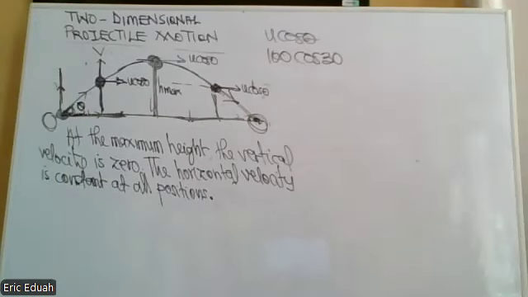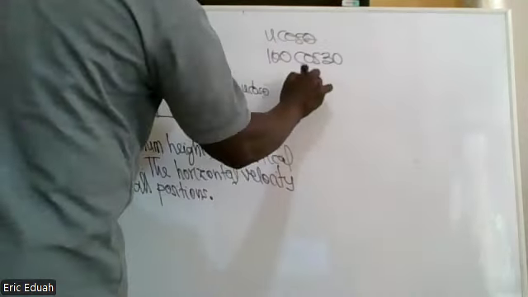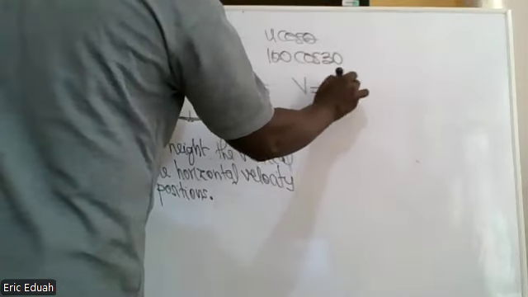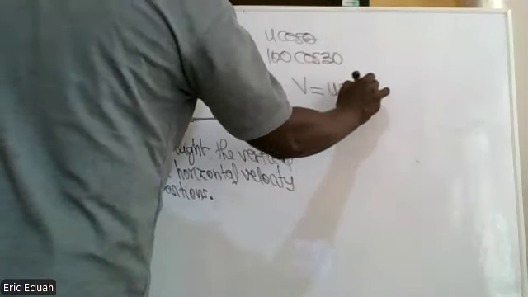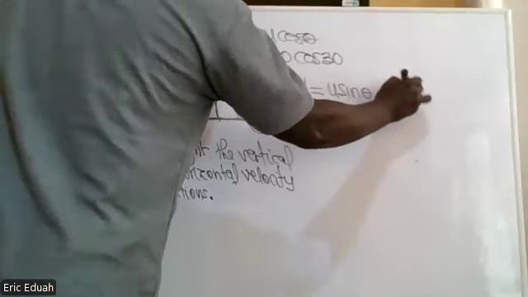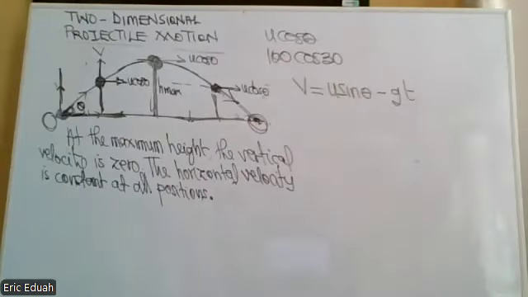All right. So we are still at the maximum height. If at the maximum height the vertical velocity is 0, then using v is equal to u sine theta minus gt, we can use this to find t.